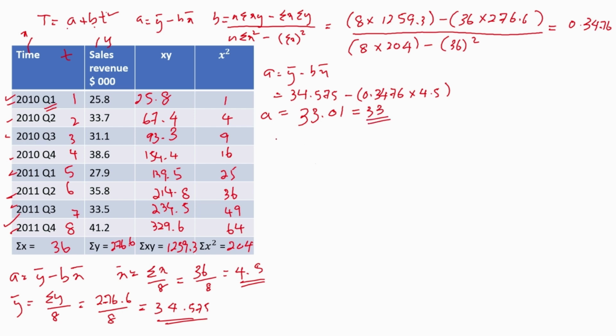Now we have the trend line equation, which is T equals a plus b simple t. T equals a, which is 33, plus, let's take b as 0.348 t. This is the equation for the trend line.